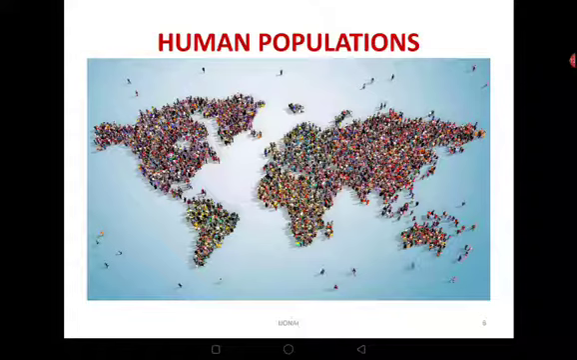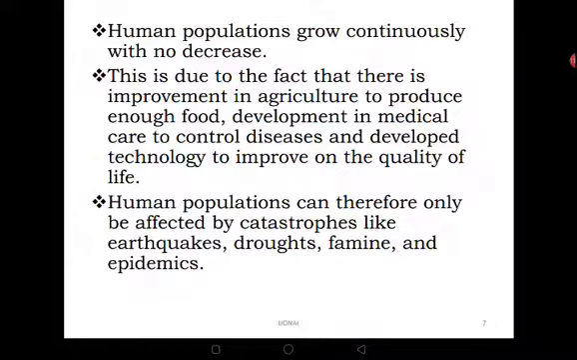Then Africa has about 1.4, 1.3 billion people. Then China also has about 1.3 billion people. Then Uganda about 40 to 45 million people. Those are human populations. Each country has its own population. But the whole world has about 7 billion people. That is the population of human beings in the world.